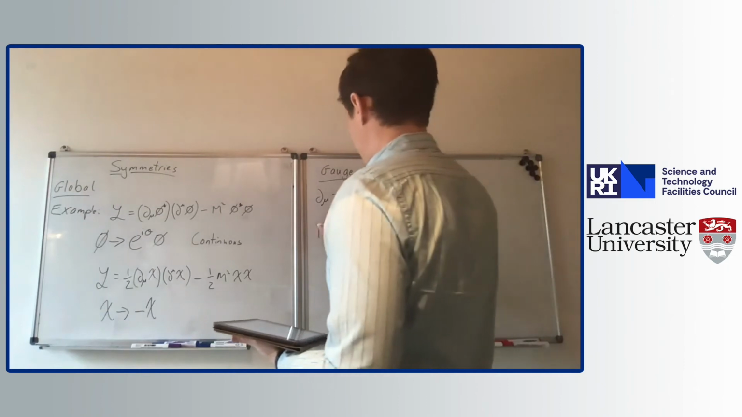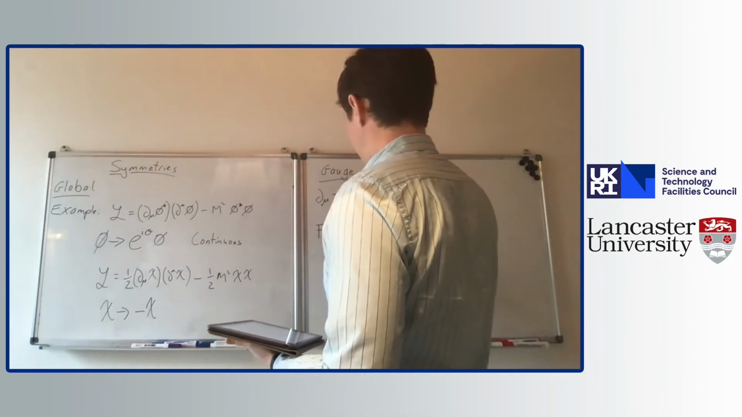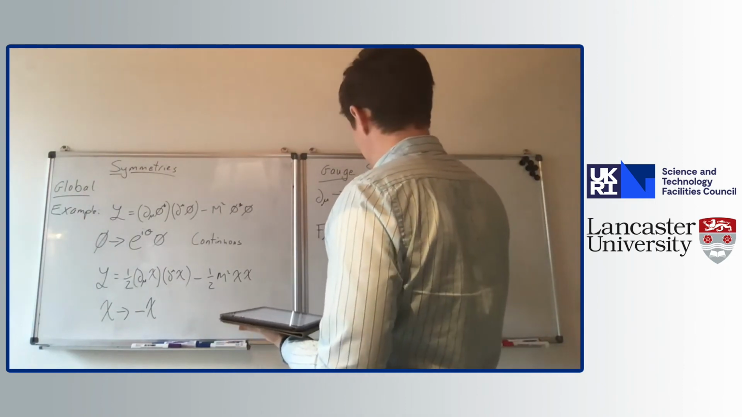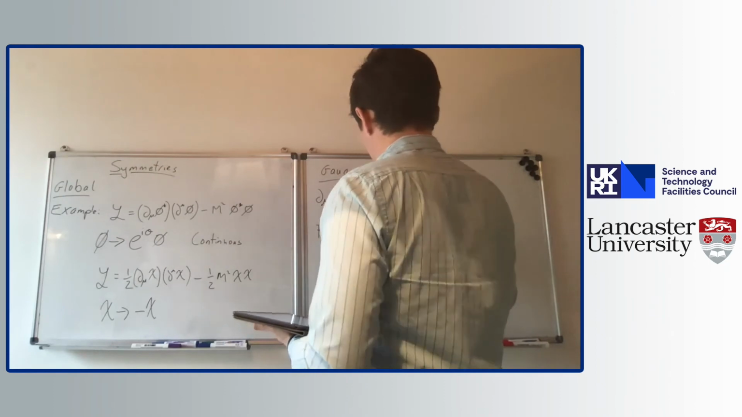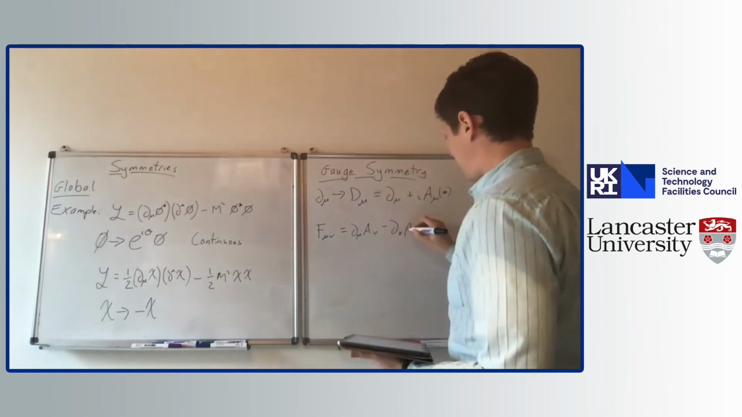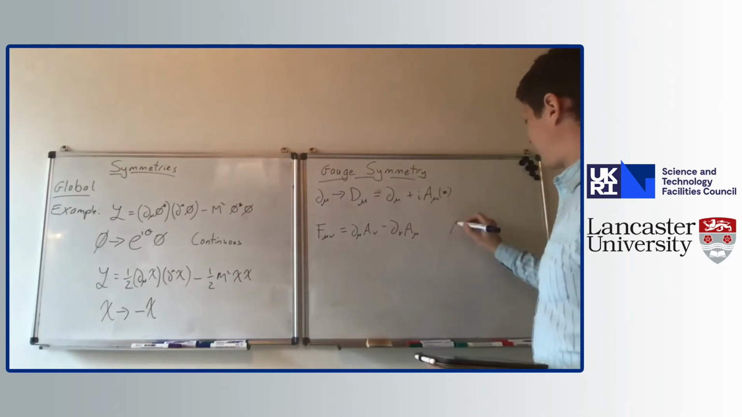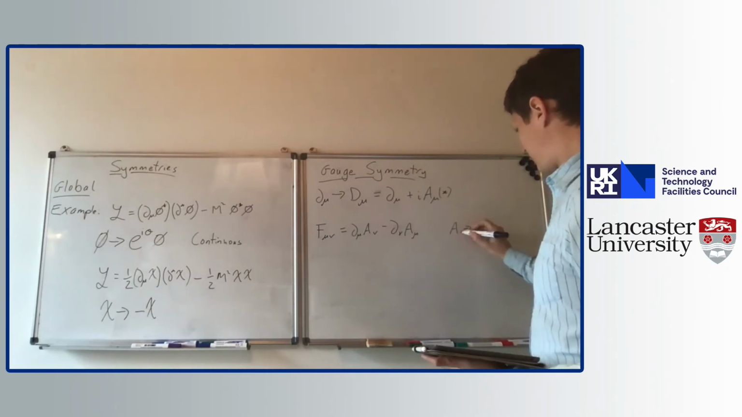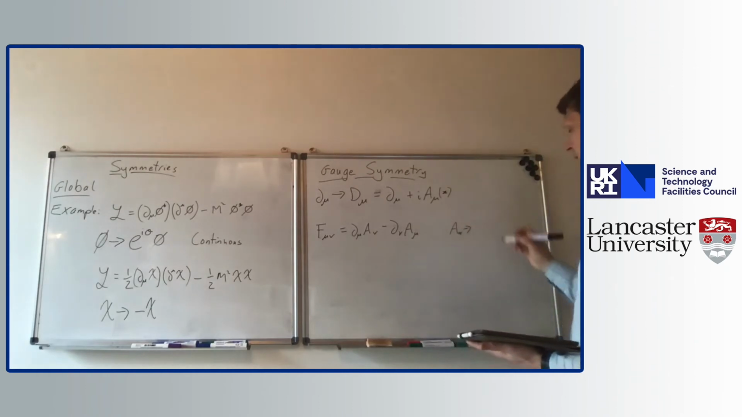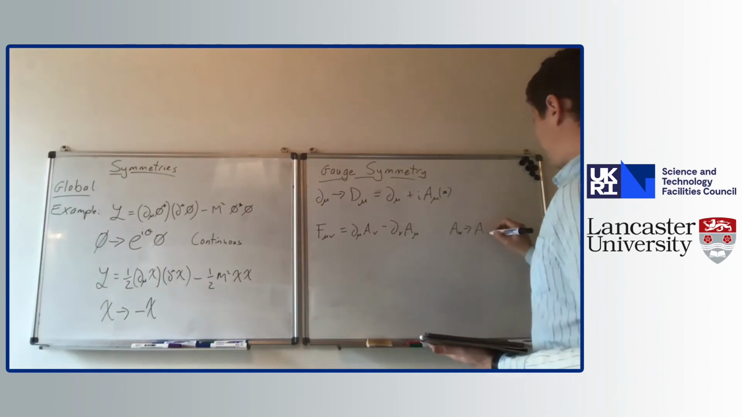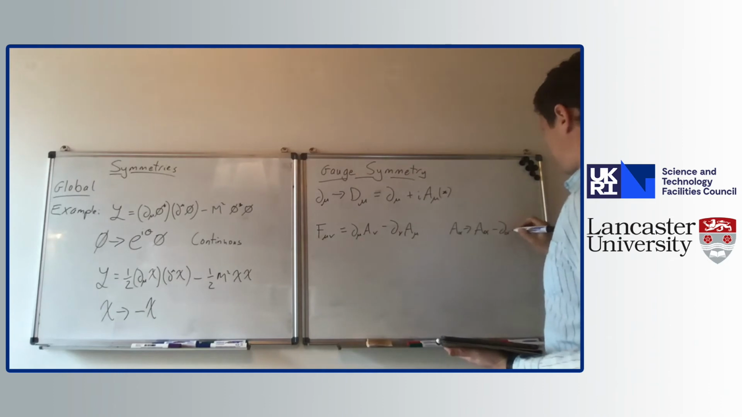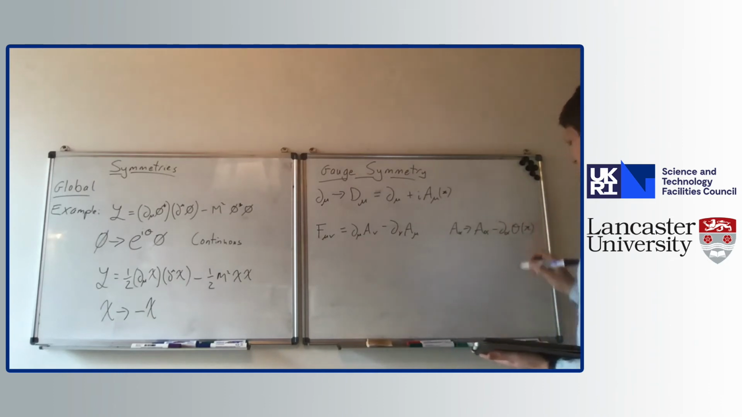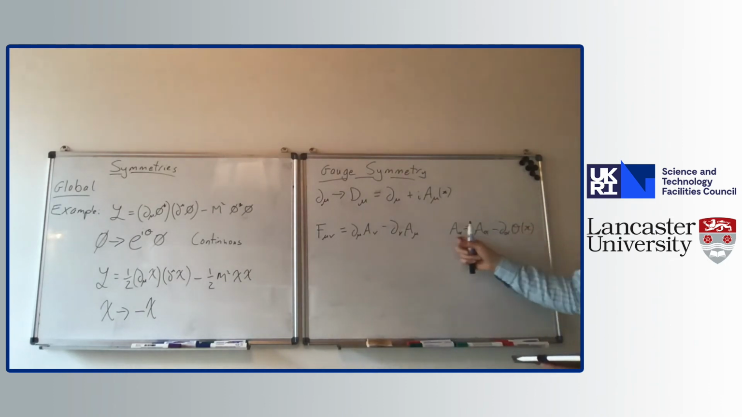So we call this, I wish I hadn't rubbed that off, actually, that was just a mistake. F mu nu is d mu A nu minus d nu A mu. And you can see that if A mu transforms, so let's call it, just for the sake of using a different index, A alpha goes to A alpha minus d alpha theta of x. These are also functions of x, but this is just a reminder that this is a local transformation.